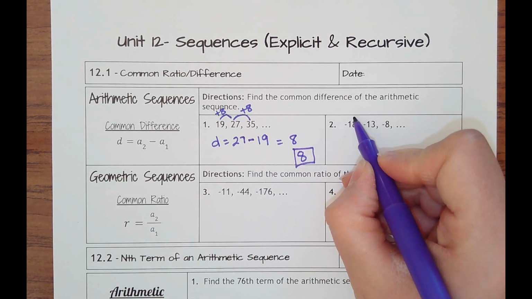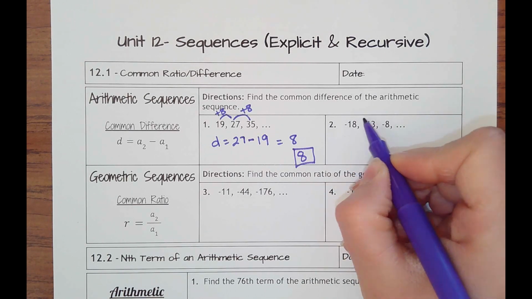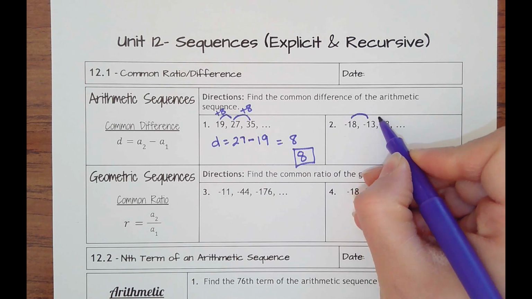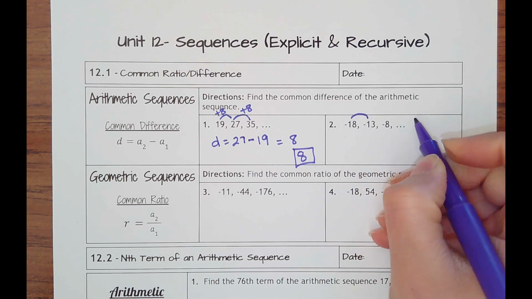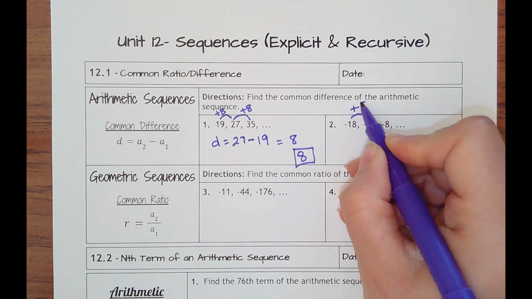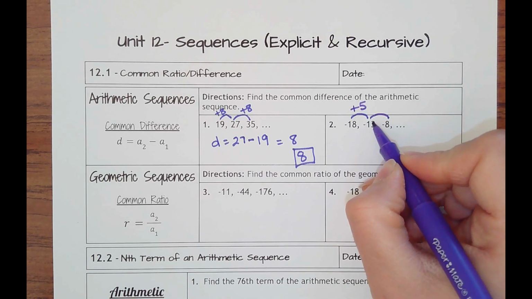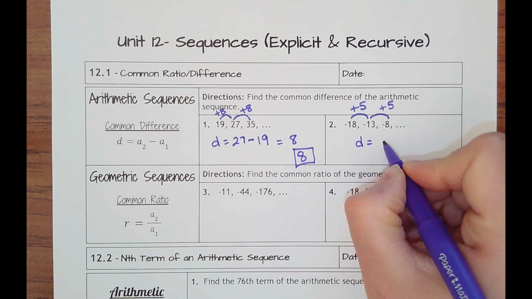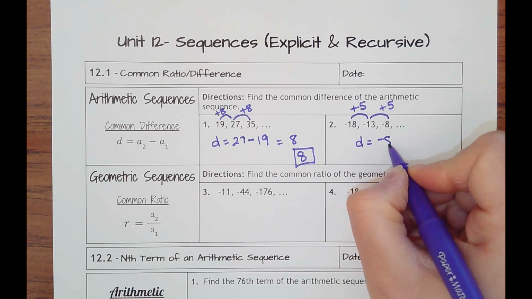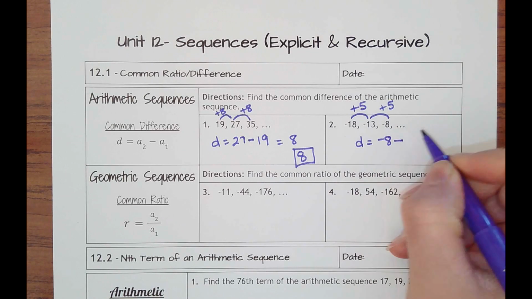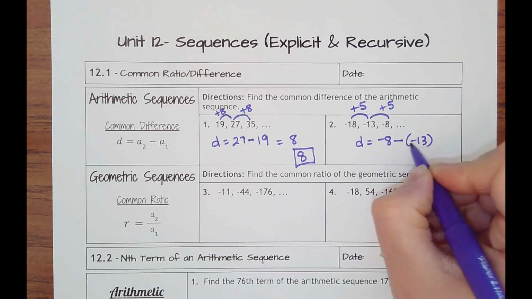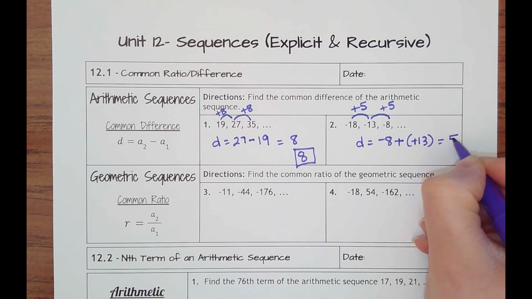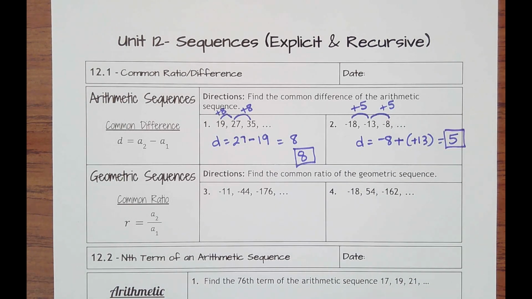Okay, number 2, we are going from negative 18 to negative 13. We're actually getting bigger because we're getting closer and closer to 0, or out of the hole. And so it looks like we would be adding 5. Just always double check to make sure it works. Negative 13 plus 5 would make negative 8. But again, if you weren't sure, you could take a term like negative 8 and subtract the number before it, which is also a negative. Can't subtract a negative, you would turn it into plus a positive. 13 minus 8 is 5. So that's our common difference.